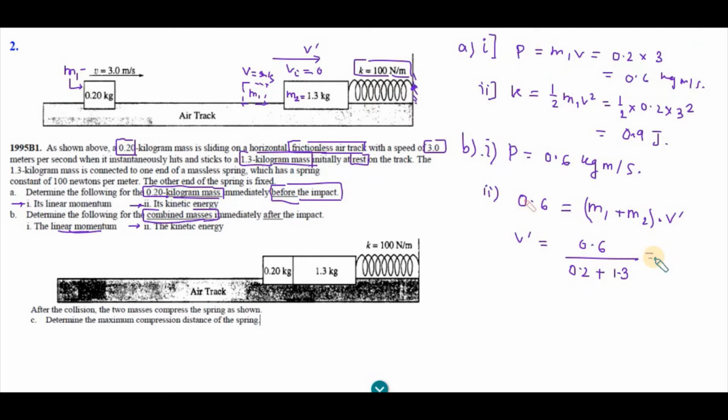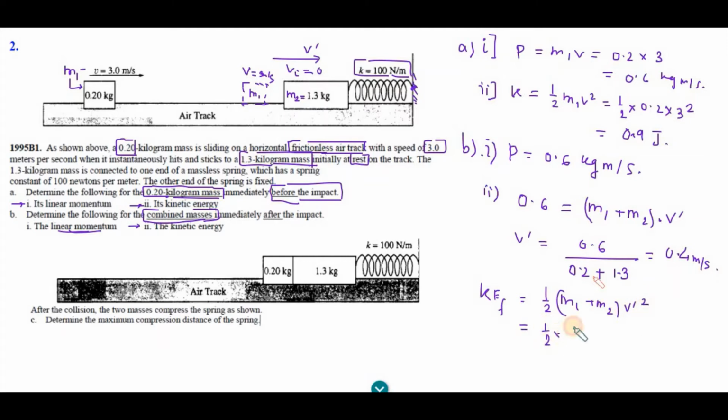0.6 divided by 1.5 is equal to 0.4. 0.4 meter per second, that's the velocity after the collision. Now we have to find out the kinetic energy after the collision. Kinetic energy final is equal to half into combined masses, m1 plus m2, times v prime squared.